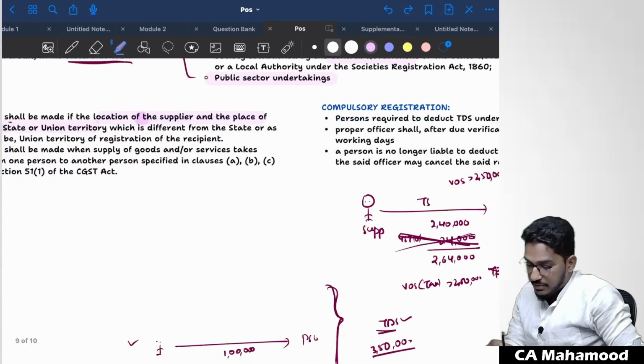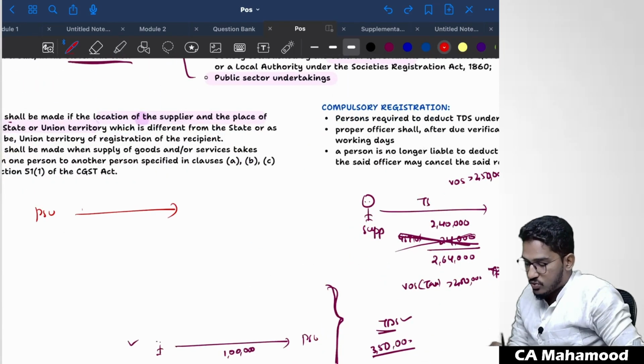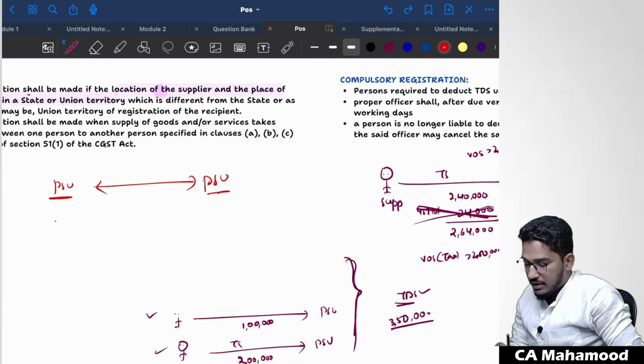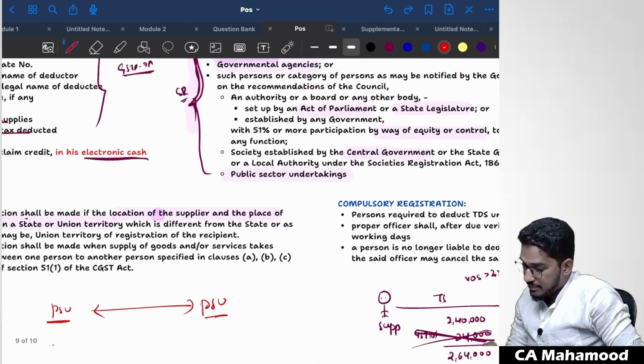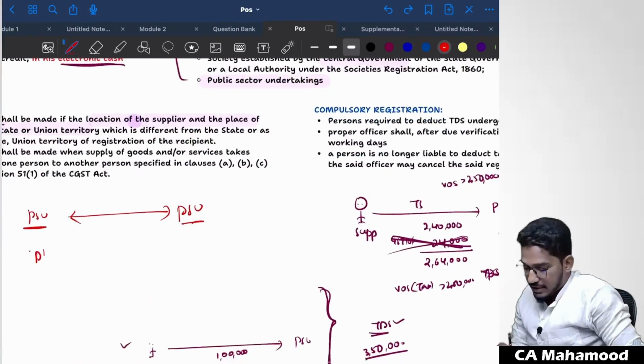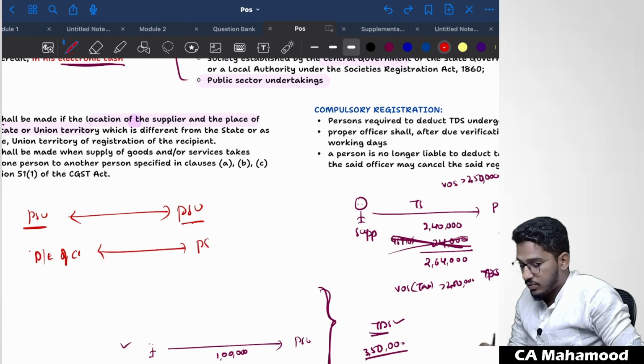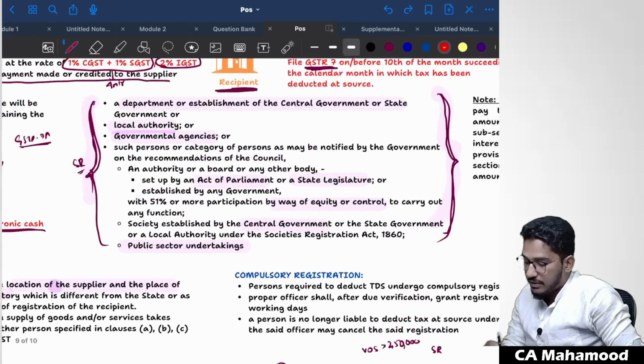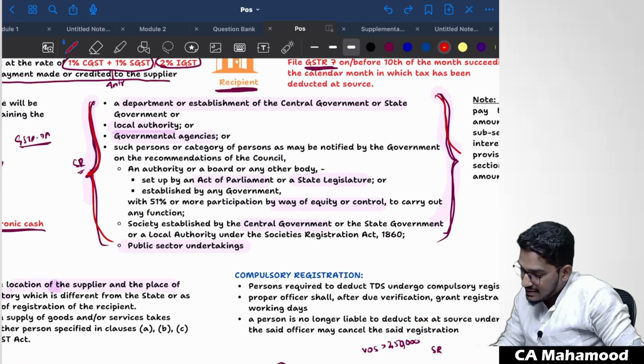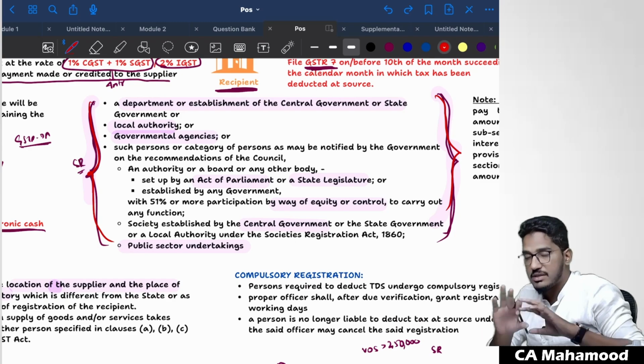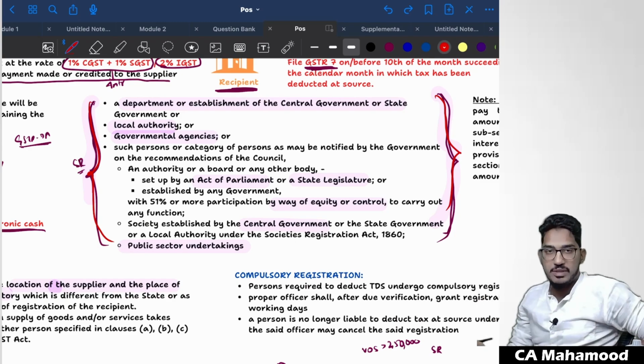See, if the supply is happening between these entities only, then also TDS will not become applicable. Like for example, one PSU is providing services to another PSU. Supplier is a PSU, recipient is also PSU. Will TDS become applicable? No. Or take for example one department or establishment of a central government, state government or union territory. They are providing taxable supply to PSU. Then also TDS will not become applicable. So if the taxable supply is happening between these entities only, then also TDS will not be deducted.